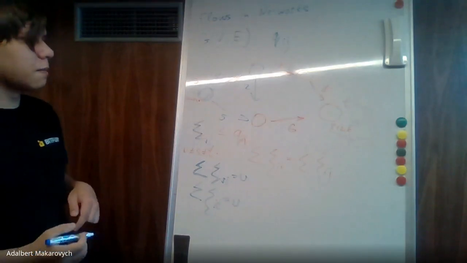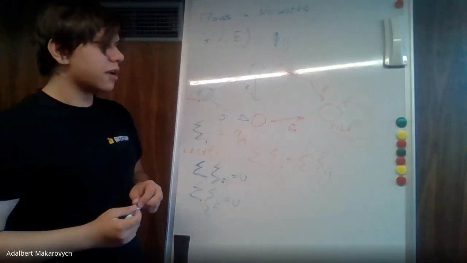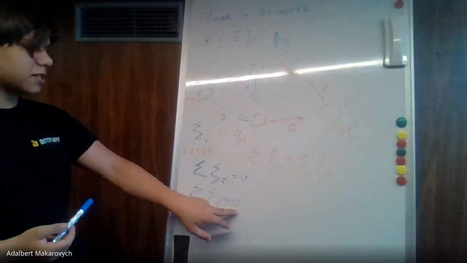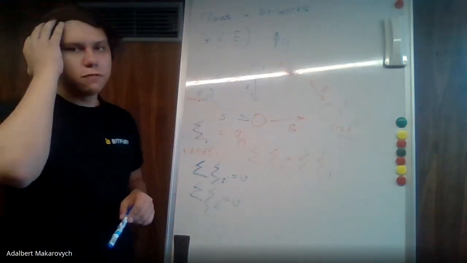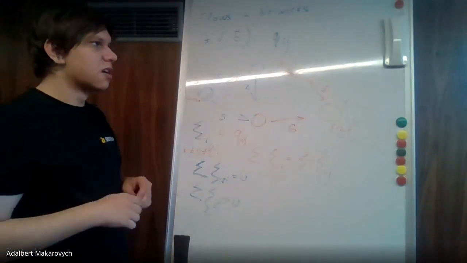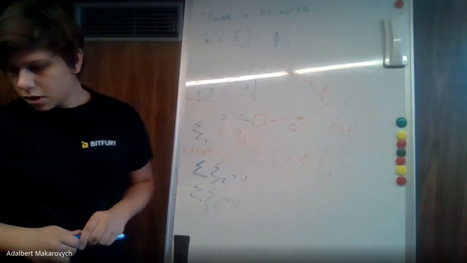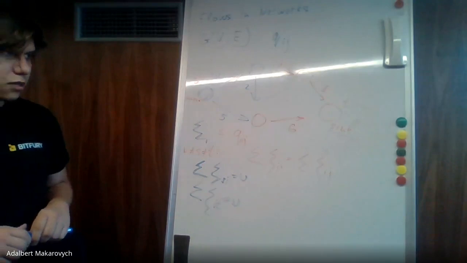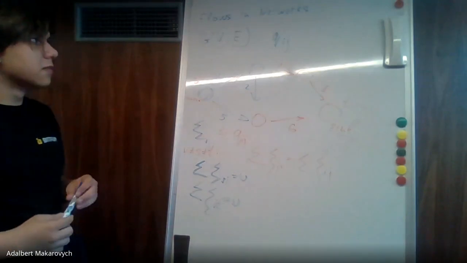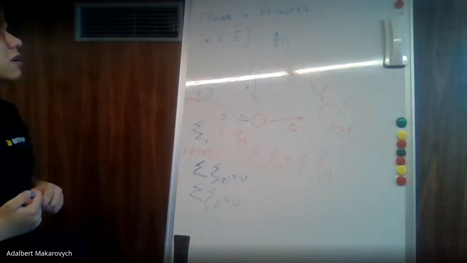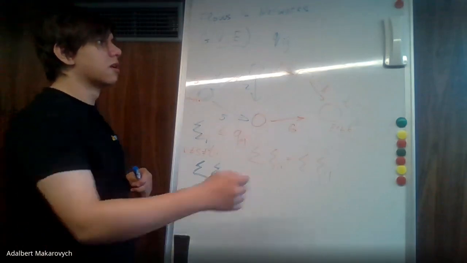So the max flow problem is the problem of maximizing this value V. And this value V is called the value of the flow in the network. Now let's see how we can compute this max flow.